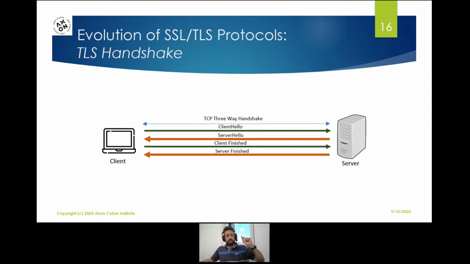However, if the certificate is invalid, what would the client do? The client will give a warning to the user. The typical warning we're all aware of, like this site is insecure, it uses an invalid certificate. Do you want to accept the risk? You say yes, accept the risk, accept the certificate. And then once you accept, client finished is sent. If you say no, then the TCP session is terminated.